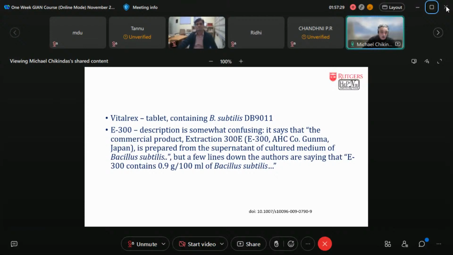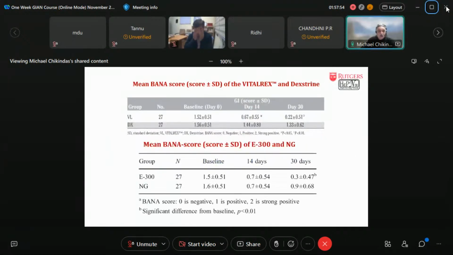The description is kind of murky because they're talking about the extraction of E300. In some cases, they call it the cultured medium. In some cases, they say that they contain cells, 0.9 gram per 100 of Bacillus subtilis. But I think it was a typo in the paper. I had to mention that, right?